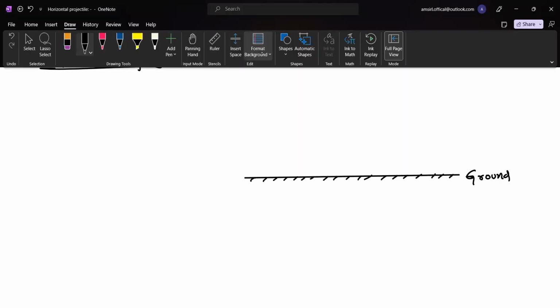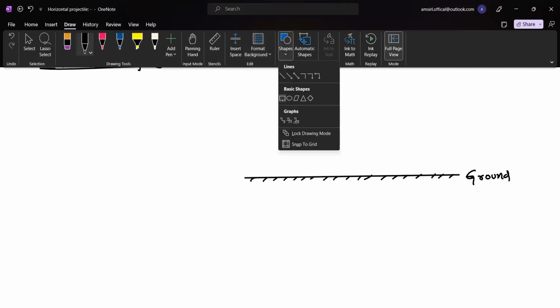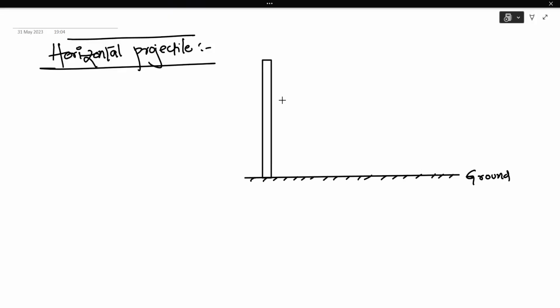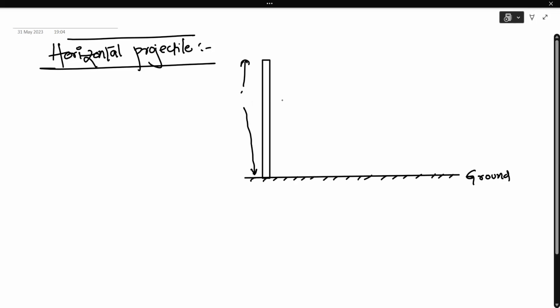We have a tower, suppose, or some tall object on it. This tower has a height h. From the top of the tower, we have projected some object, like a ball, straight with a velocity u. The projectile is known as a horizontal projectile.